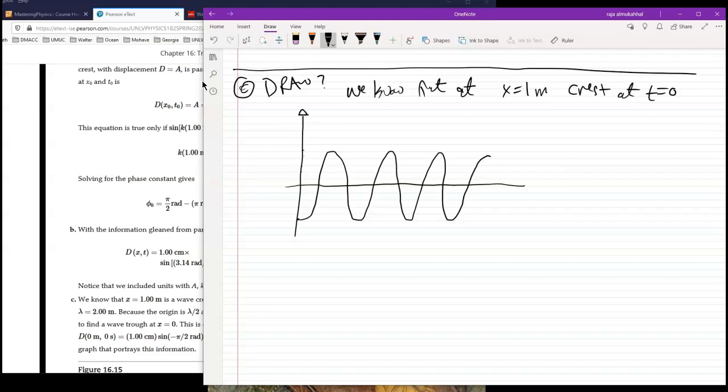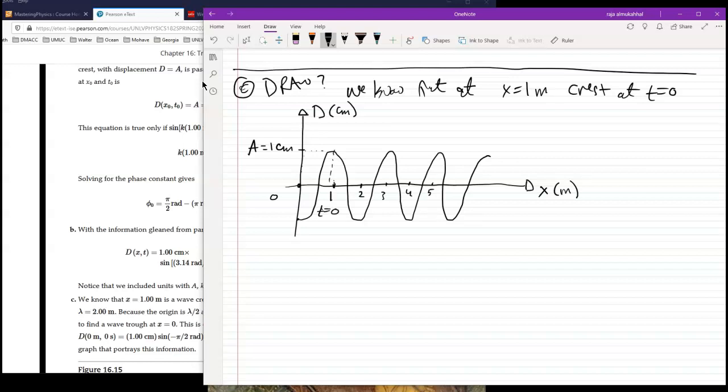So this is d of x, d. This is x in meters. Let's make d in centimeters. You can change the unit if you want to. This is the amplitude, A equals 1 centimeter. This is 0, okay? And this is at t equals 0 as well. This is x equals 1. This is 2, 3, 4, 5, and 6, and so on. Okay, and then this is at t equals 0.